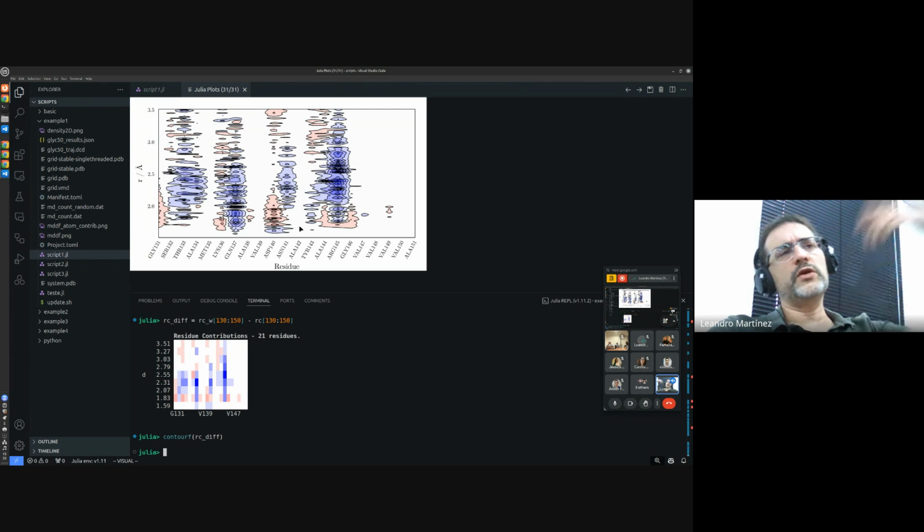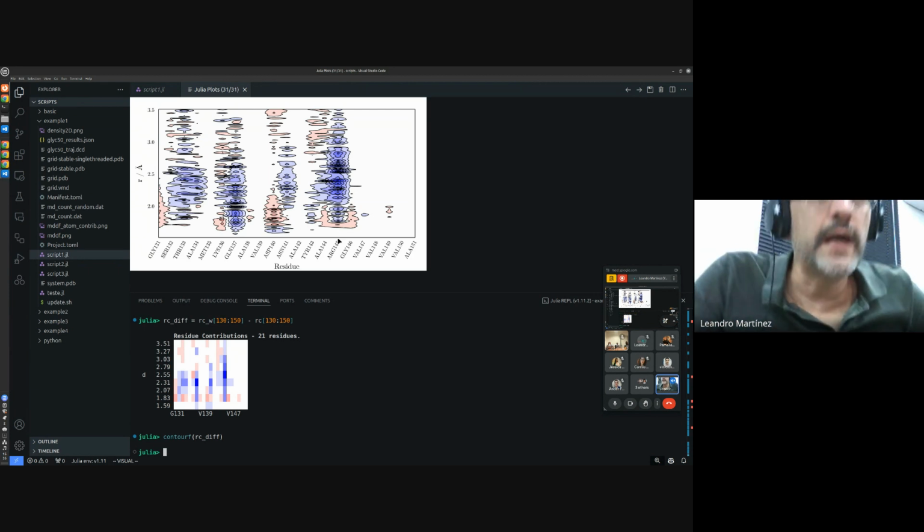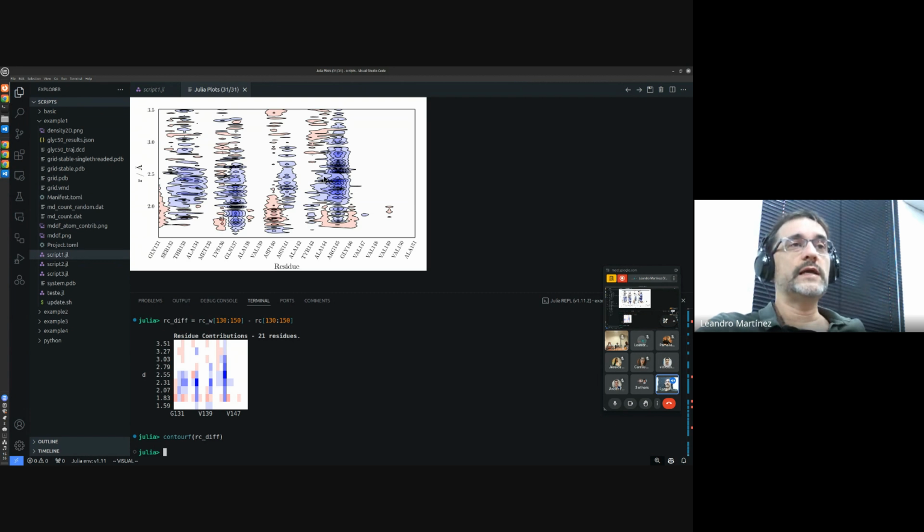Okay? But remember here that we have much more water than glycerol in this system. So the regions where it is blue mean that there is a very large accumulation of glycerol there in order for the density of glycerol molecules to be greater than the density of water, even considering the fact that the concentration of water in the system as a whole is much greater than the concentration of glycerol.